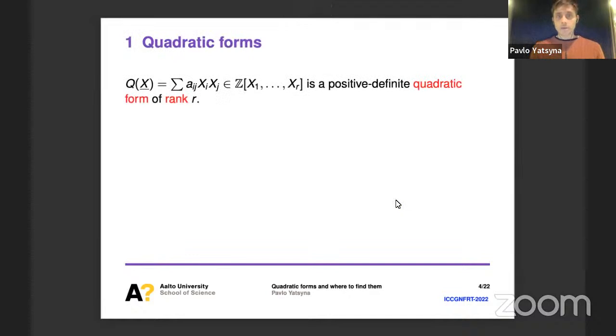So what the problem is, we begin with a positive definite quadratic form, and this positive definite quadratic form is over rational integers in this case. So the a_ij are rational integers, and this form is in r variables, or sometimes you say this is a form of rank r.